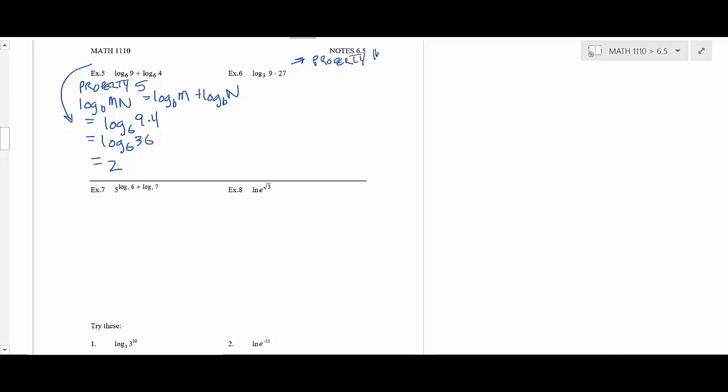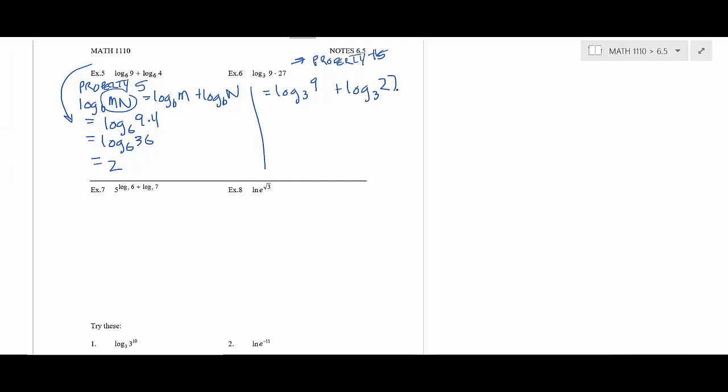And what you're going to be doing with this is do this. Okay, you have a log of a product. Anytime you have a log of m times n, two things multiplied, then you can say the log base 3 of 9 plus the log base 3 of 27, like that. Okay, then from here, this is the kind of stuff you want to be able to know for next week.